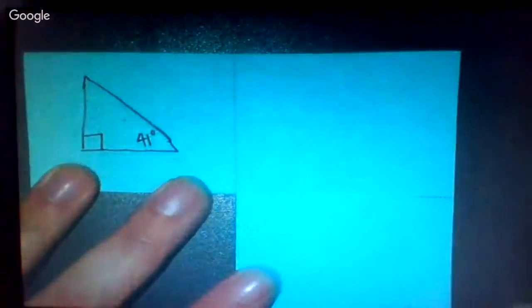Okay, so we're going to make this degree down here 41 degrees. That is 41. We're going to make this X, and we're going to make this 5.6 yards.